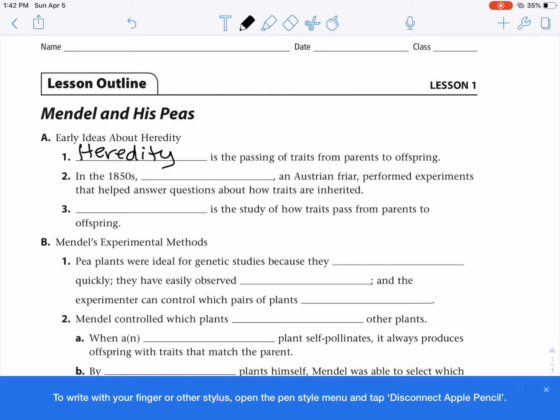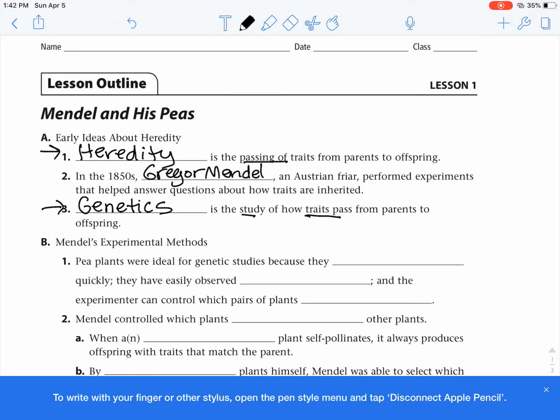Excuse my penmanship. I'm learning how to use an Apple Pencil. Number two, in the 1850s, Gregor Mendel, an Austrian friar, performed experiments that helped to answer how traits are inherited. Number three, what is the study of how traits pass from parents to offspring? The answer is genetics. And so here we see again the difference between heredity, which is the passing of traits, and genetics, which is the study of the passing of traits. So just pointing those two things out there.